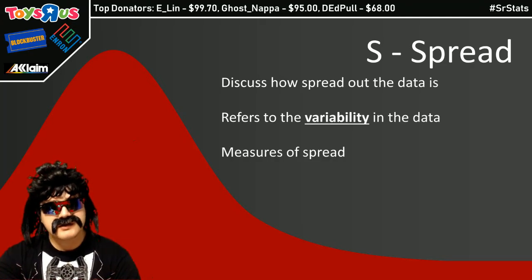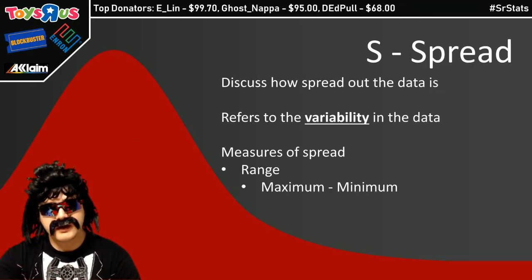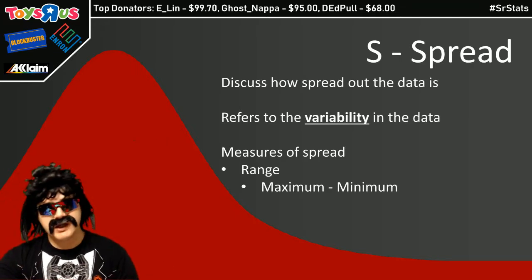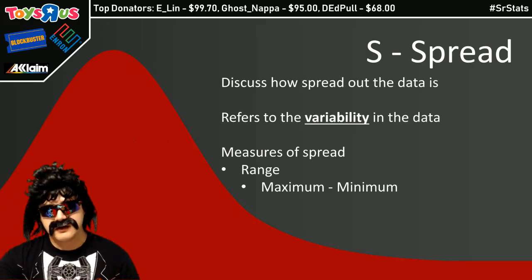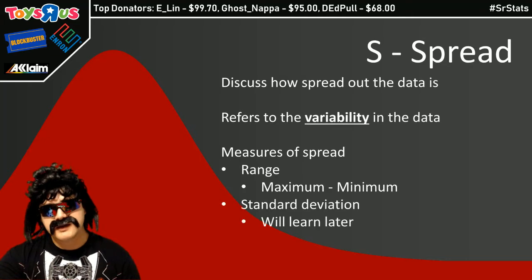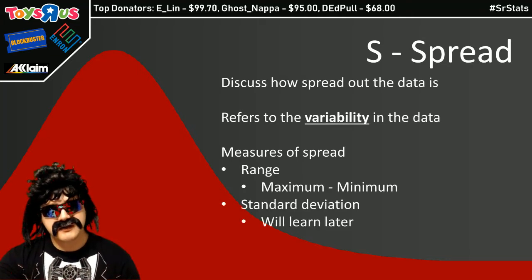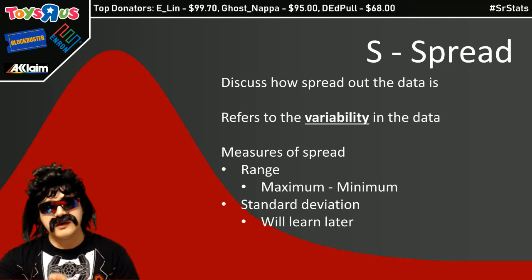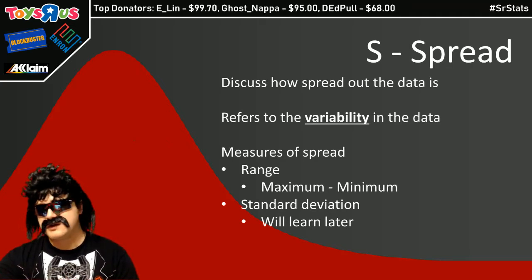There are measures of spread that we'll talk about, but for right now we only have one that we really know, and that's the range. We take the maximum number and subtract the minimum number, and that's your range. The next measure is the standard deviation, which we'll learn about later. We don't really have the tools for it yet, but we'll cover it soon enough.